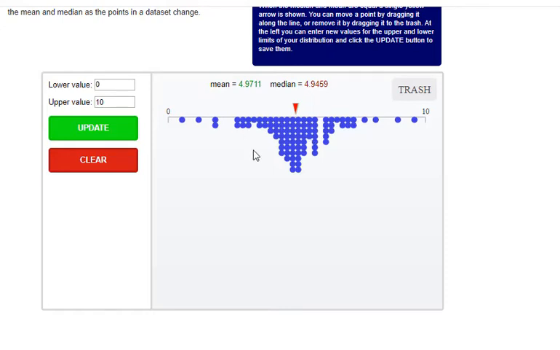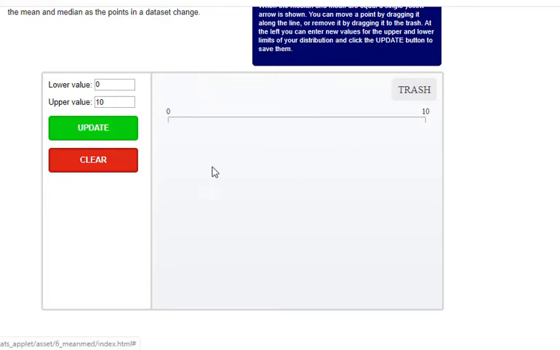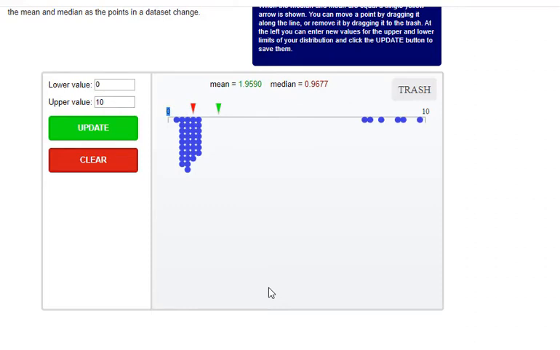Now, what happens if it's not this shape? So let me show you. If the distribution looks like this, like the data is actually split between the low end and the high end, you still have a mean of 1.95, but the median is 0.96. That is a big enough difference to be significant.